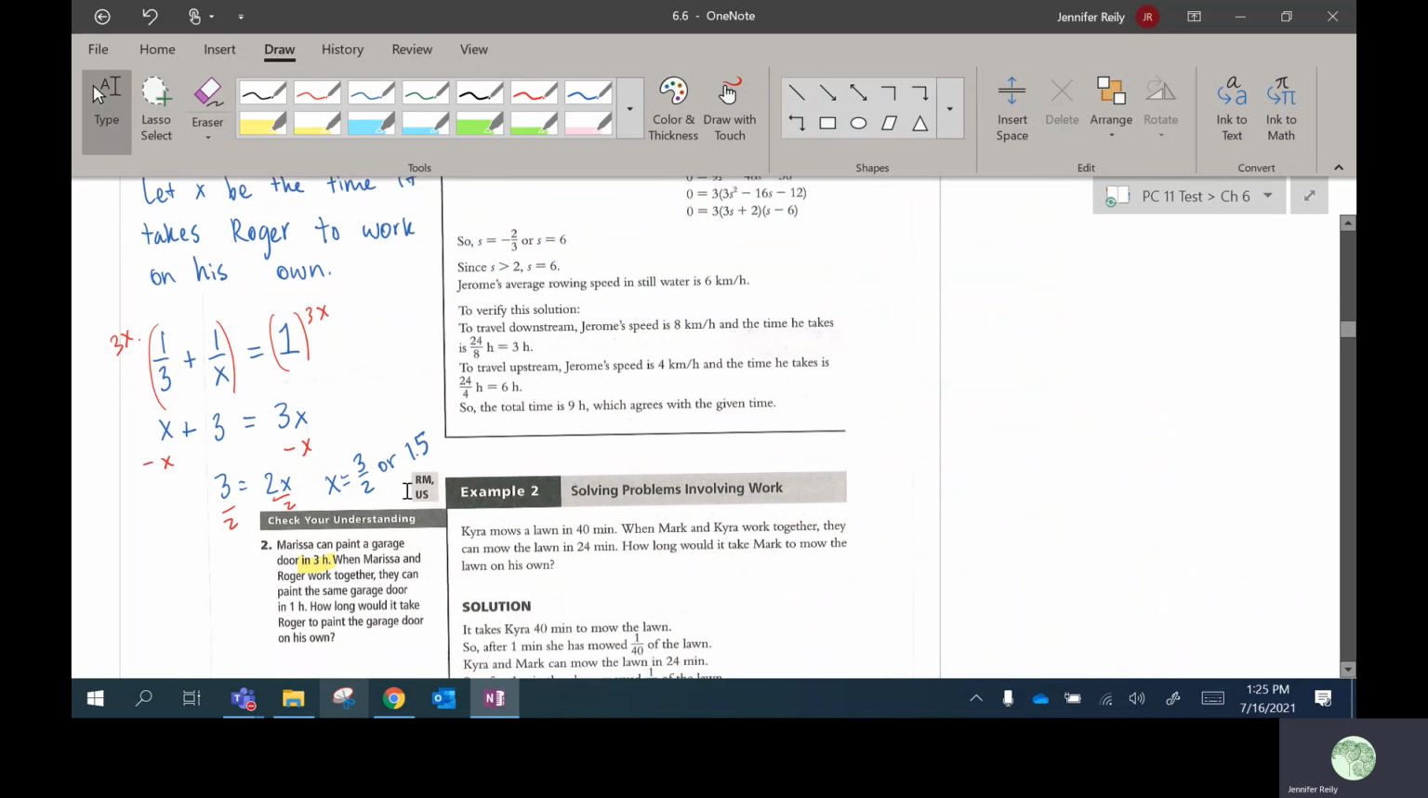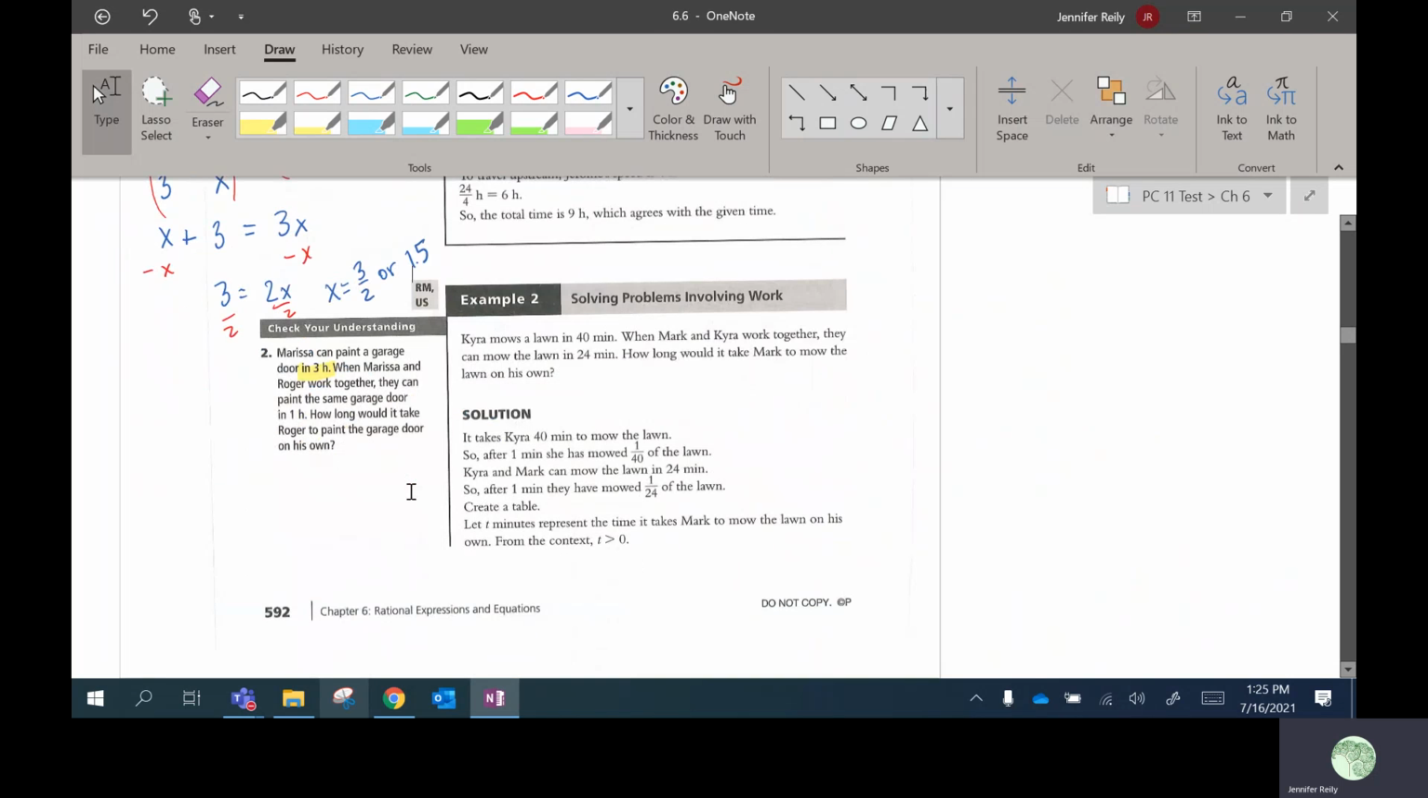So let's write our final answer as a sentence. Remember, x was the time it took Roger to do the whole job on his own. So it would take Roger 1.5 hours to do this on his own.